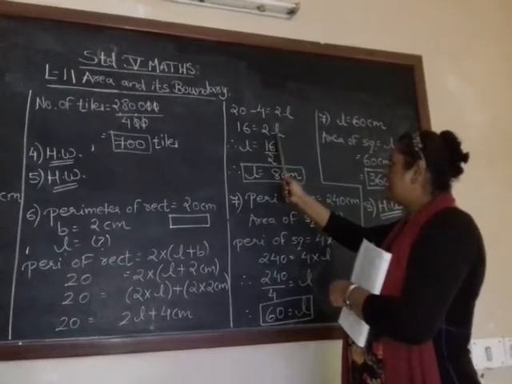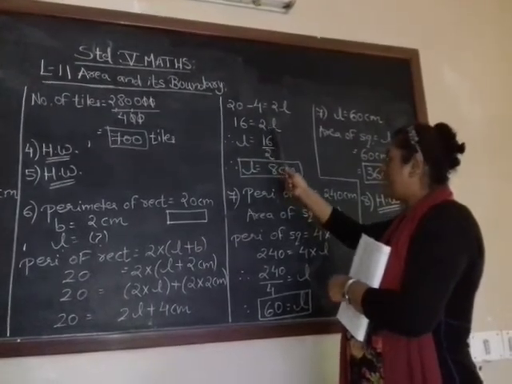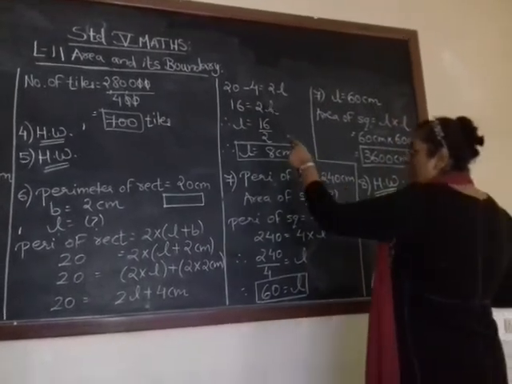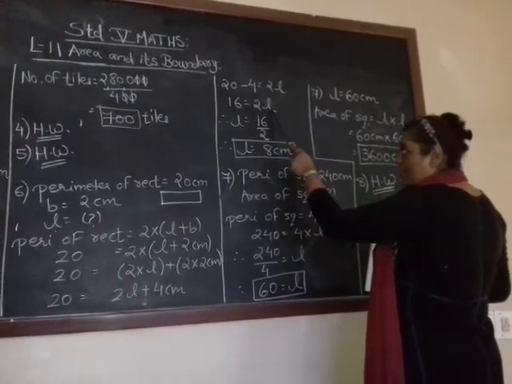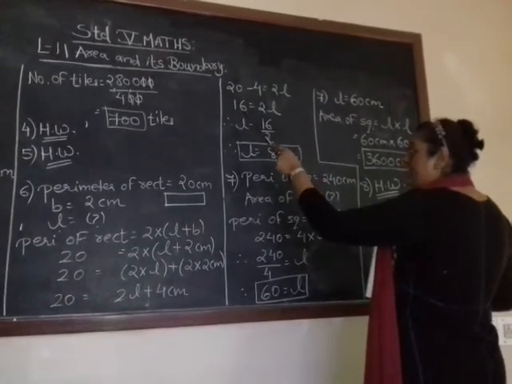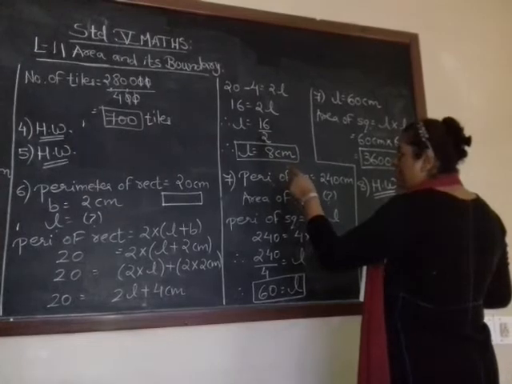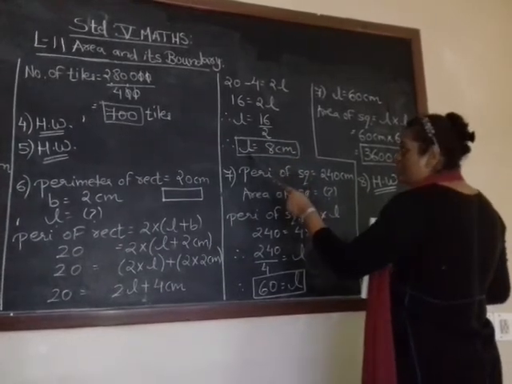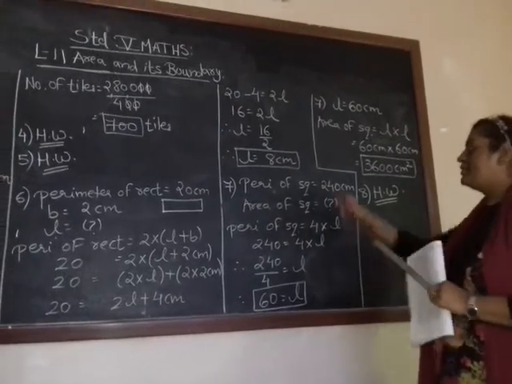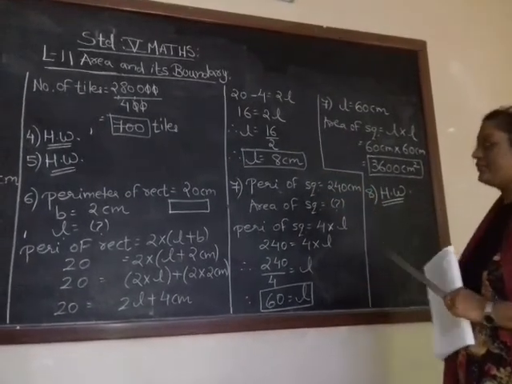2 and L are in multiplication. You can see 2 and L, I do not have any particular mathematical sign here. So 2 and L are in multiplication. When I want to shift the position of 2, it will go in division. So 16 divided by 2, right? So now L, that is length, is equal to 8 centimeter. Hopefully this is clear to you.